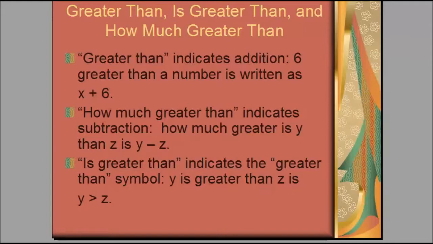Know the difference between greater than, is greater than, and how much greater than. Greater than indicates addition. 6 greater than a number is written as x plus 6. How much greater than indicates subtraction. How much greater is y than z is expressed as y minus z. Is greater than indicates the greater than symbol. Y is greater than z is y followed by the greater than symbol and then z.